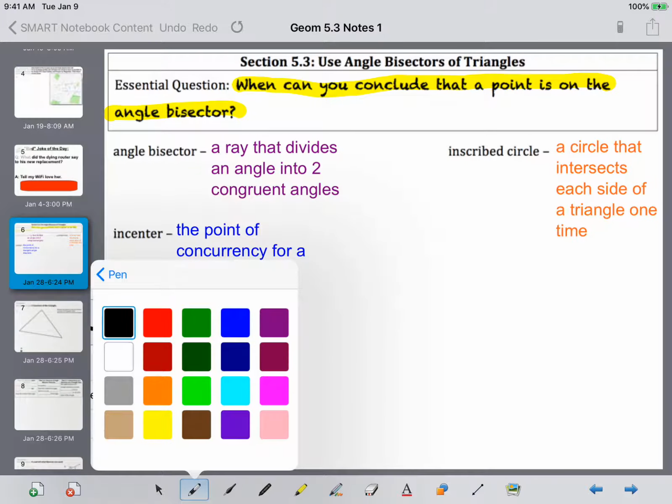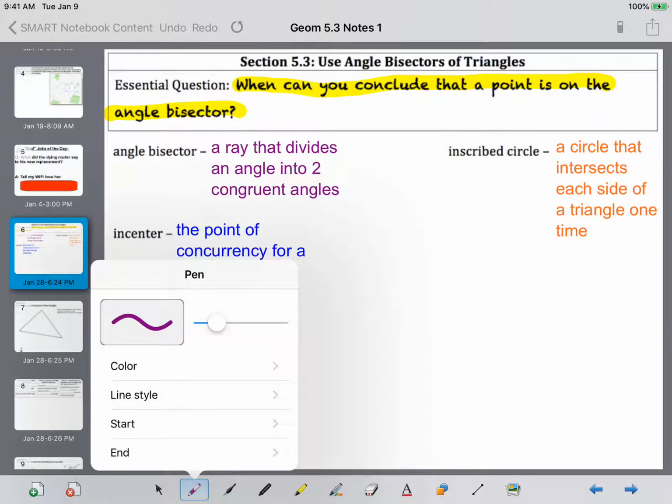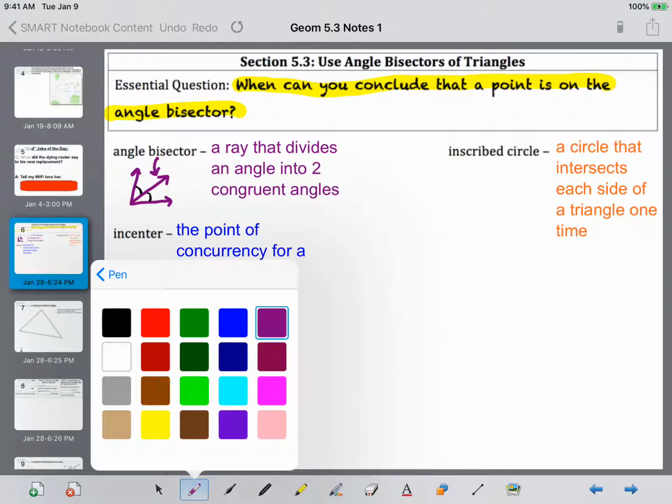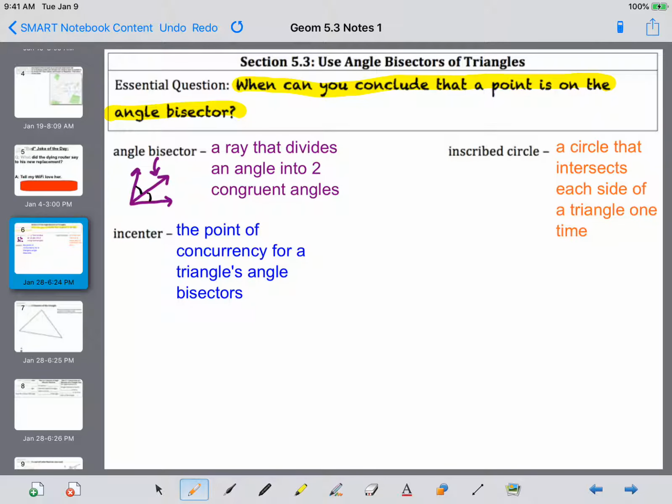All right, so this first definition: an angle bisector is, if you have an angle, a ray that cuts it into 2 congruent angles right here. So the angle bisector would be this ray right here. An inscribed circle is a circle that intersects each side of a triangle one time. So say we have this triangle right here. What an inscribed circle would do is touch each of the sides of the triangle. So there'd be a point here on the circle, here, and here.